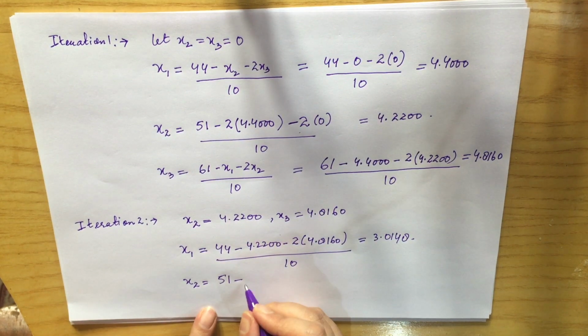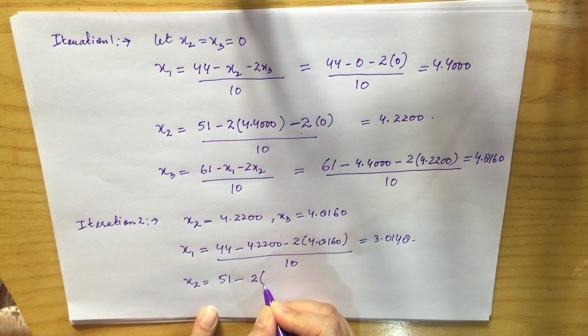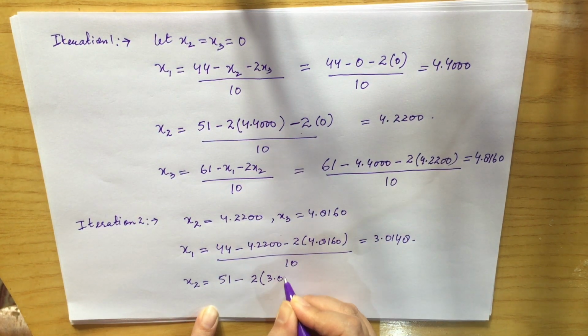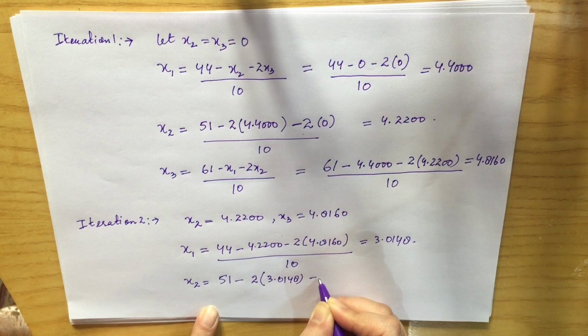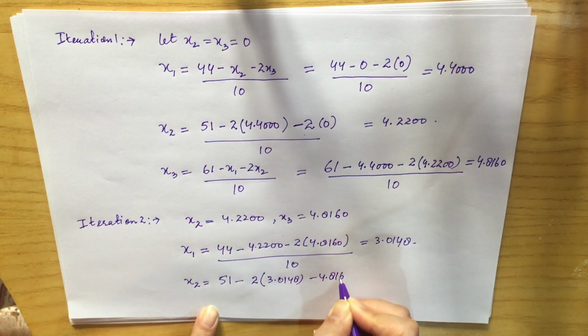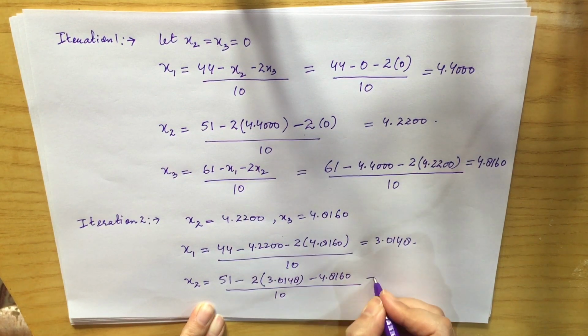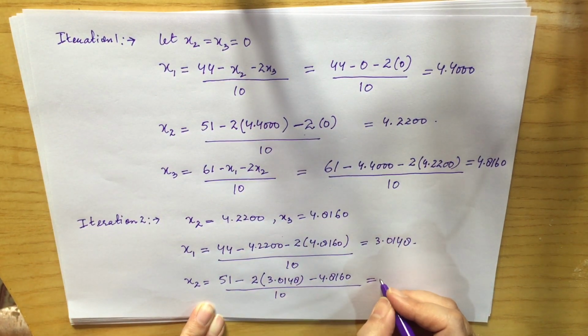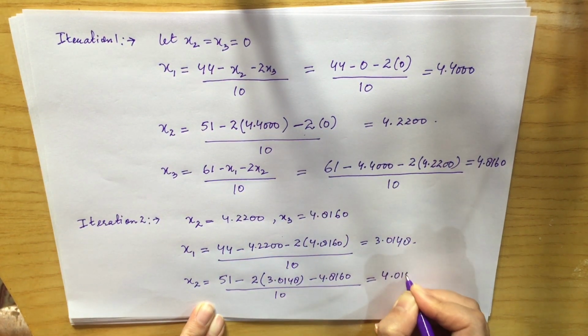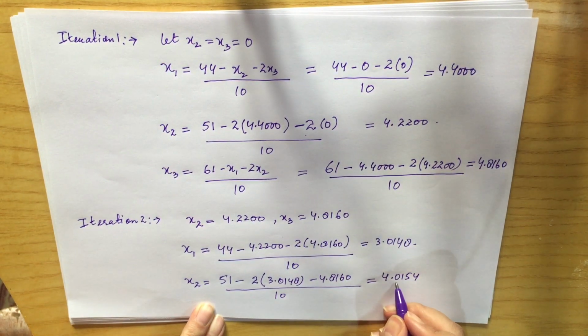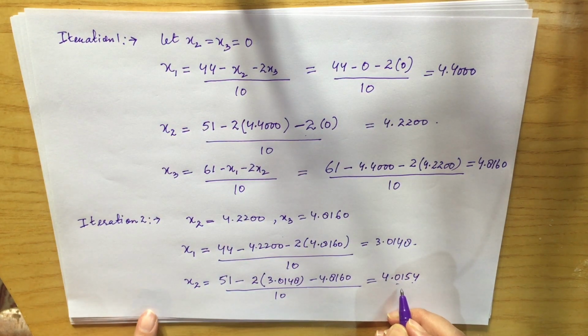So when you calculate the x2 value, x2 will be equivalent to 51, as our equation is x2 is equal to 51 minus 2 multiplied by the new value of x1, that is 3.0148, minus 4.8160 divided by 10. If you calculate it, it will be equivalent to 4.0154. As we have to take up to 4 significant digits, that's why we are writing the values up to 4 significant digits here.